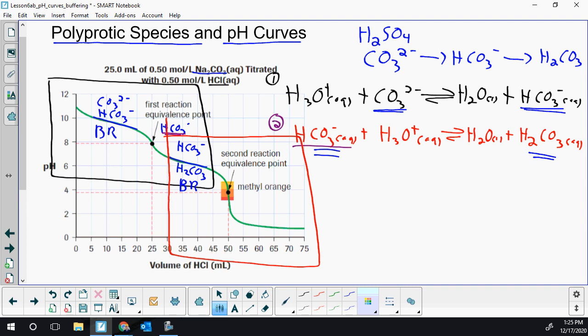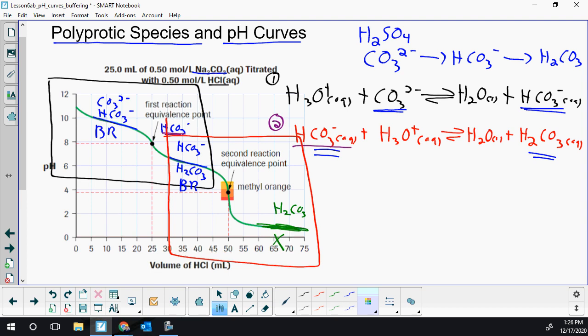Now, you will be expected to be able to identify if there's two buffering regions, with what pairing, what weak-weak pairing is causing the buffering there. When we look at the last flat region, which I'm going to make just a thicker green, all we have is a whole bunch of H2CO3. We have run out of all of our reactant pairings. We don't have both of those red reactants anymore. So all we have is a whole bunch of acid and a whole bunch of product. So that is not a buffering region.